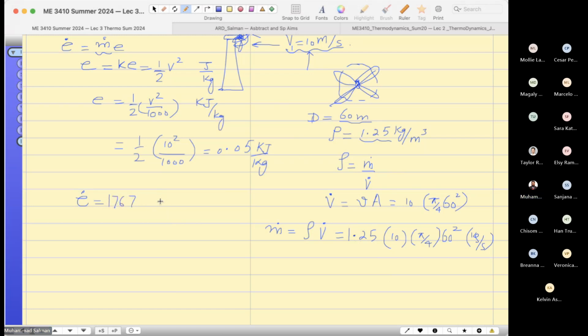1767. Do you agree with your professor? Please open your calculators to see if you see the same answer. If not, I will resolve this question for you. This is the formula. This is in kilowatts, okay? I see one student is trying to verify whether it's correct or incorrect.